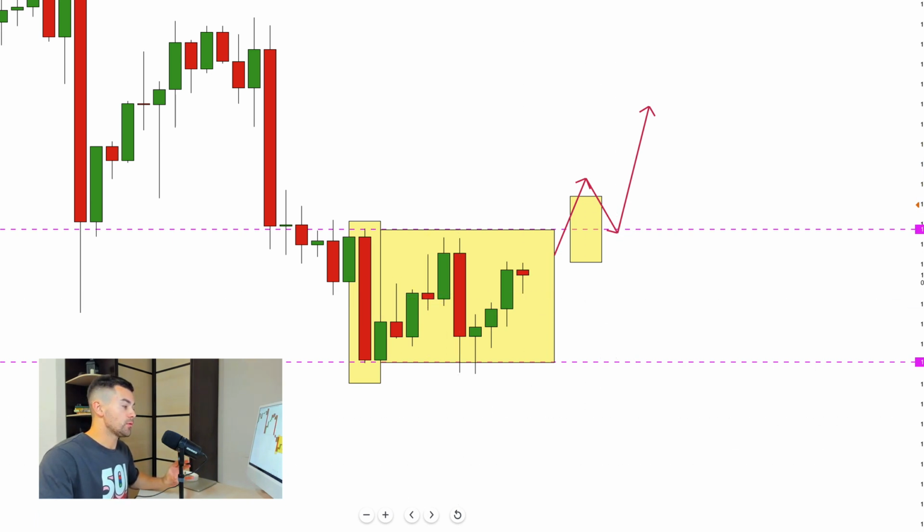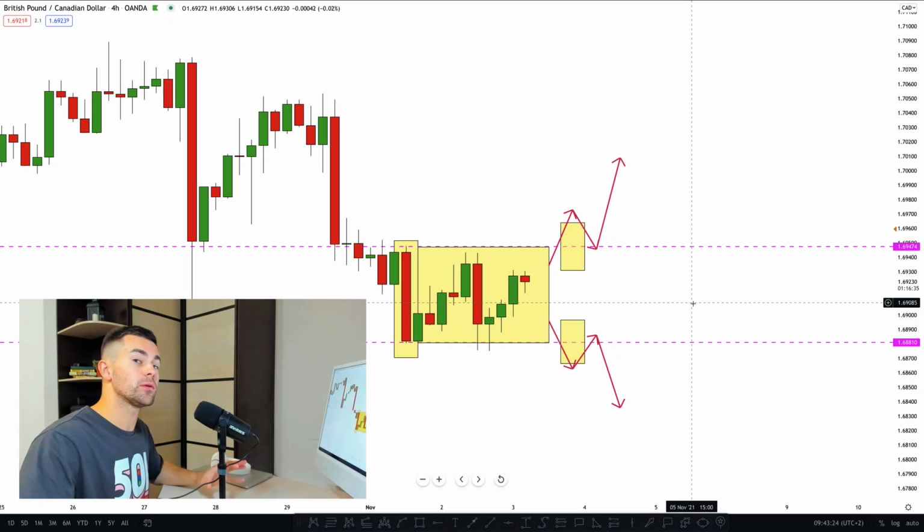Same thing with the bearish breakout. In case we see the breakout, the violation of the inside bar formation to the downside, the candle close below, it will be a very strong bearish signal, and then the price will most likely drop sharply to the next key strong structure level.